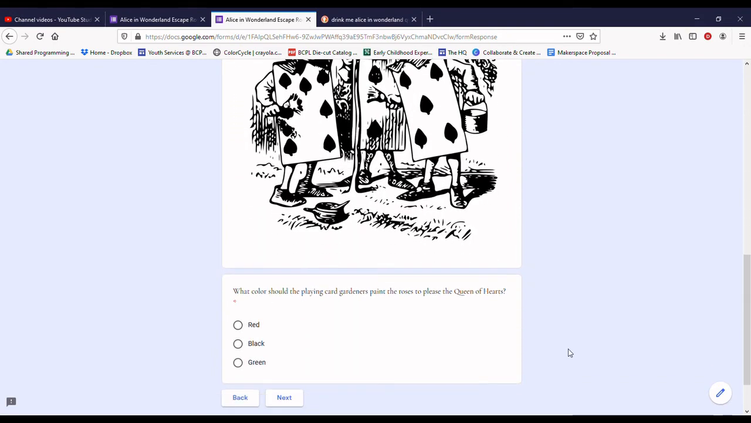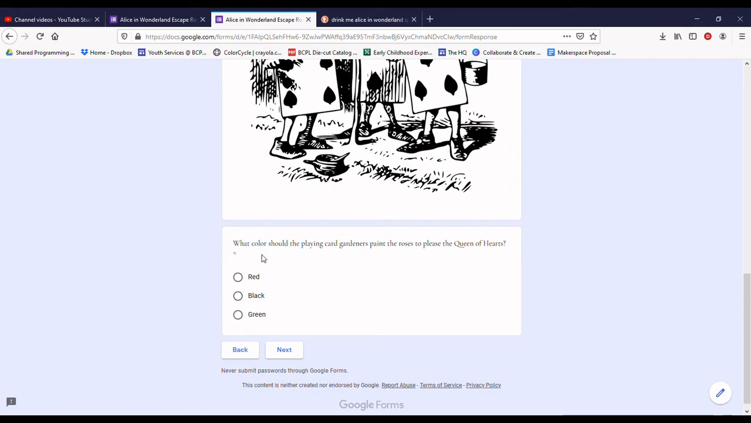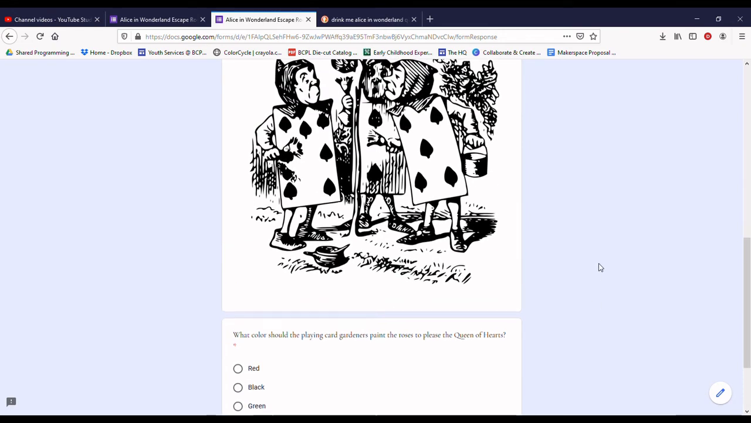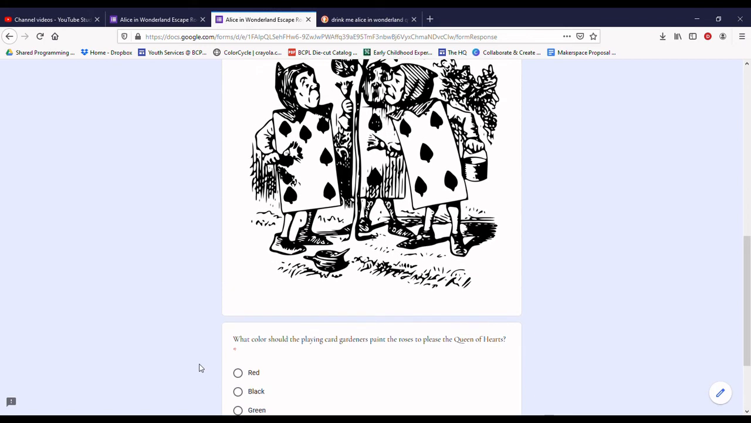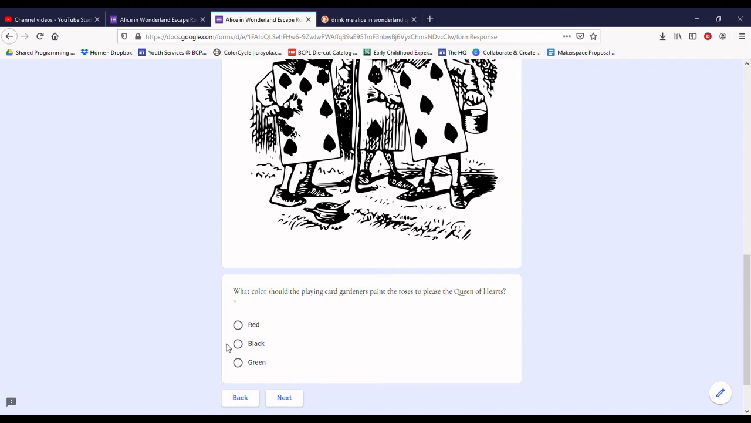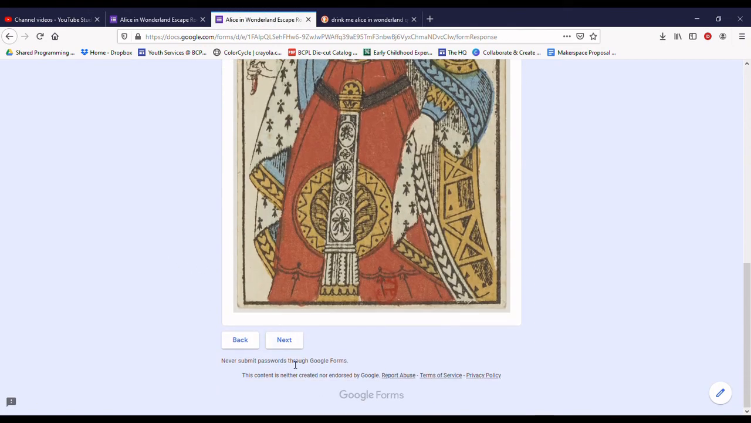Now we move on to what color should the playing card gardeners paint the roses to please the Queen of Hearts? Now this is asking you to think about playing cards. Green is not a color on the playing cards. You can discount that. We want to match the Queen of Hearts to make her happy. The black colored playing cards are the spades and clubs, not the hearts. Red is hearts and diamonds. So, thinking about it logically, the Queen of Hearts would like to see her color on her roses. All right, she's happy with that.